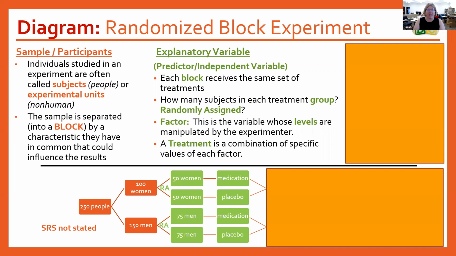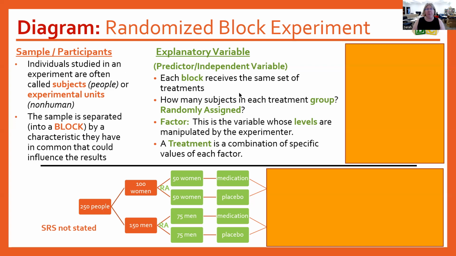So the idea here in this middle section where we're working with the explanatory variables, this is the thing that we're manipulating. Each block is going to get the same set of treatments. You want to make sure you know about the randomly assigned, yes or no, because that'll give you your cause and effect. You want to think about how many subjects are in each treatment group. Typically, we split them pretty evenly, but sometimes you might do something different, and that would be told to you in the setup for the problem. So if it's not stated, then we just split them up evenly. The factor and levels and treatments are things we've already talked about a bit.